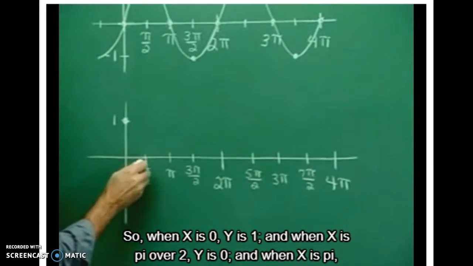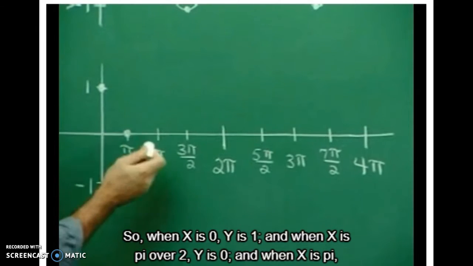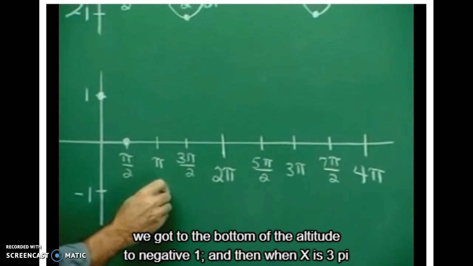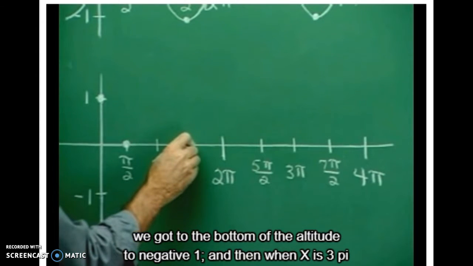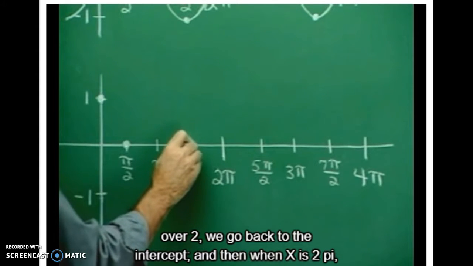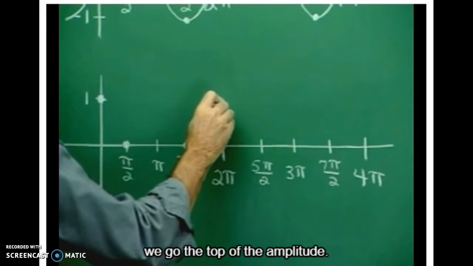And when x is pi over 2, y is 0. And when x is pi, we go to the bottom of the amplitude to negative 1. And then when x is 3 pi over 2, we go back to the intercept. And then when x is 2 pi, we go to the top of the amplitude.